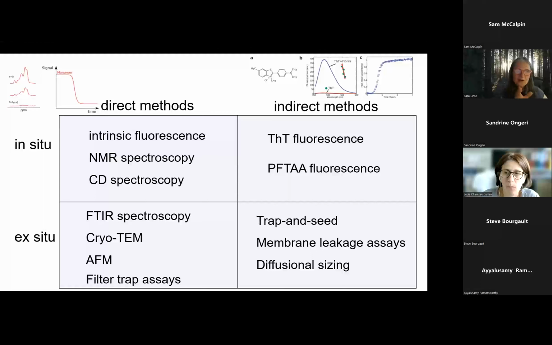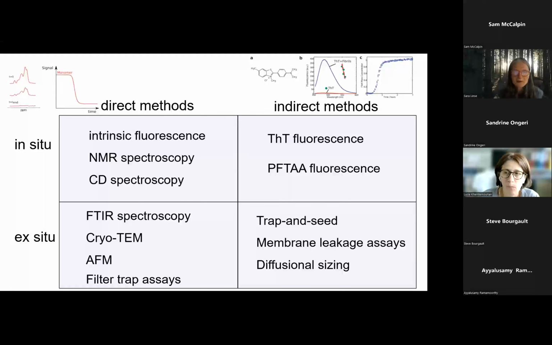You can also do direct ex situ, which means you have to withdraw aliquots of your reaction. For FTIR, you may need to dry them down. For cryo-TEM, you need to freeze them. For AFM, you need to adsorb them on a surface. You can do filter trap assays where you just collect them on a filter with a mesh size that's big enough that monomers and small species go through, but your fibrils are trapped, so you can afterwards quantify them using, for example, radioactivity or fluorescence if you have a fluorophore attached, or other methods.